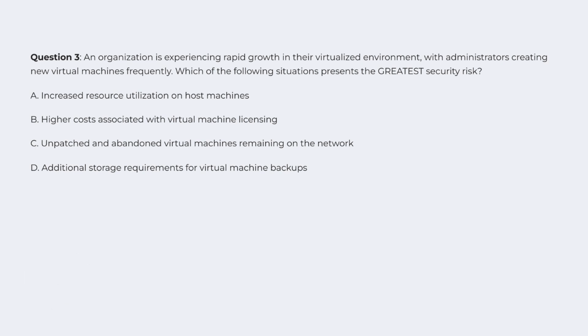Question number 3. An organization is experiencing rapid growth in their virtualized environment, with administrators creating new virtual machines frequently. Which of the following situations presents the greatest security risk? A. Increased resource utilization on host machines. B. Higher costs associated with virtual machine licensing. C. Unpatched and abandoned virtual machines remaining on the network. D. Additional storage requirements for virtual machine backups.